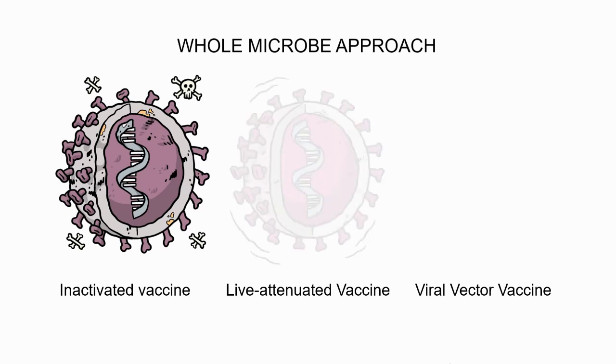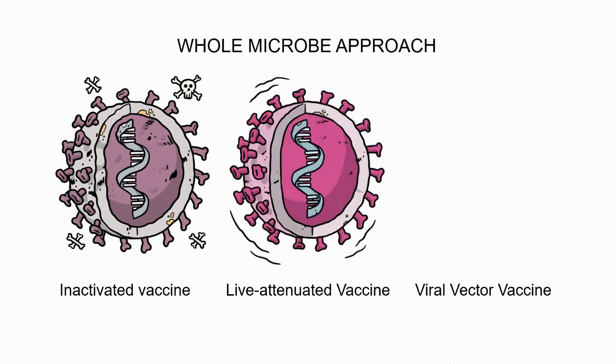Next, we have the live attenuated vaccine. A live attenuated vaccine uses a living but weakened version of the virus, or one very similar. The measles, mumps, and rubella vaccine are examples of this type of vaccine. This approach uses similar technology to the inactivated vaccine and can be manufactured at scale. However, vaccines like this may not be suitable for people with compromised immune systems.